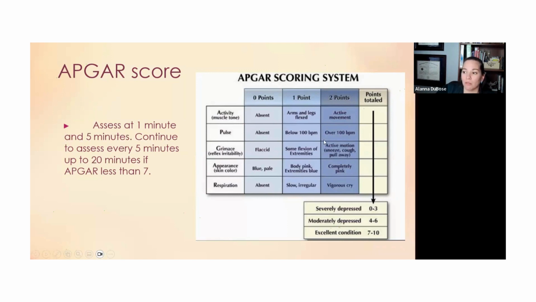Pulse goes by the 100 beats per minute as the rule of thumb there. If it's over 100, it gets 2 points. Less than 100, it gets 1 point. And if it's absent, it gets 0 points.